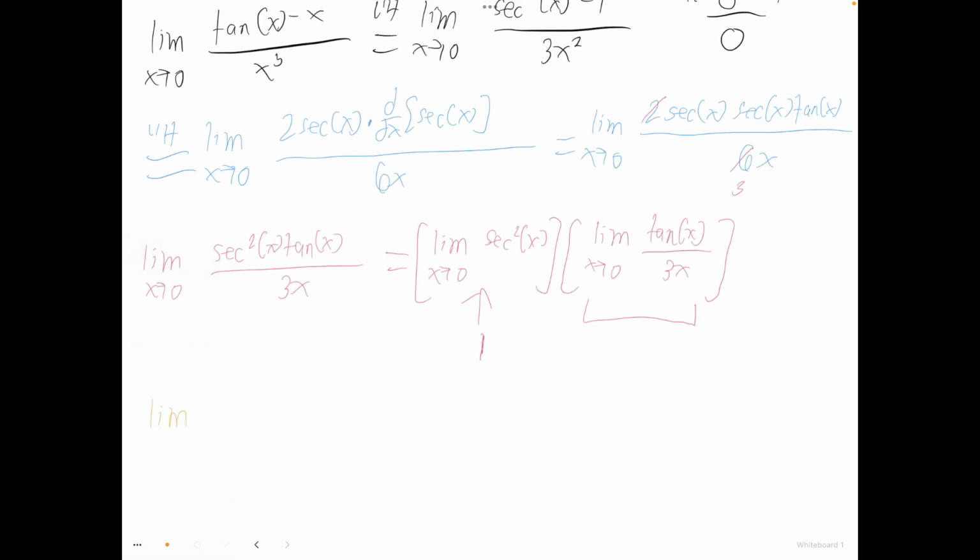So we're going to use L'Hopital's rule now on tangent of x over 3x, which again, tangent goes to 0 and 3x goes to 0, so we can use L'Hopital's rule. The derivative of tangent is secant squared. The derivative of 3x is just 3. And secant, we've said before, goes to 1, so this goes to 1 over 3. So this other piece is 1/3. And so the overall limit is 1 times 1/3, which is 1/3.